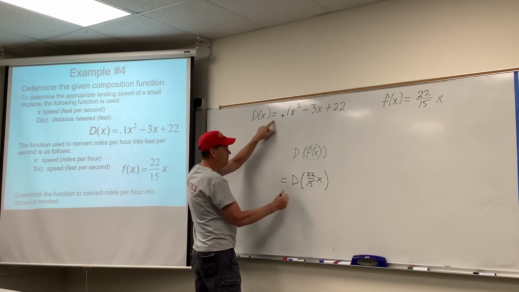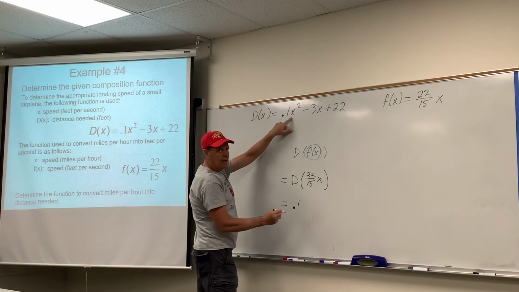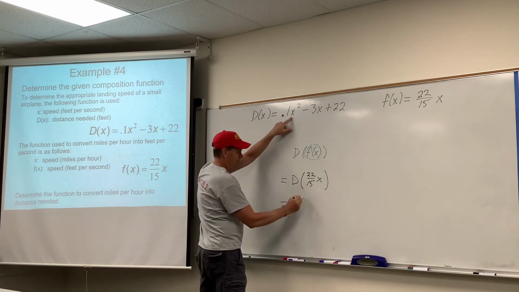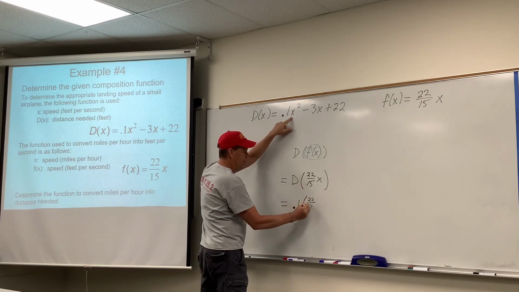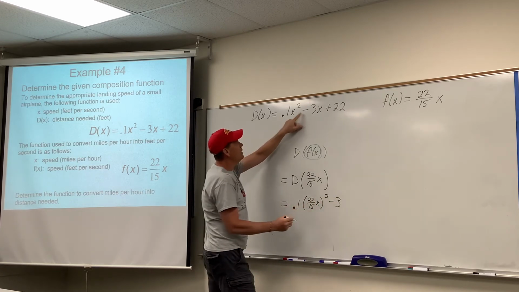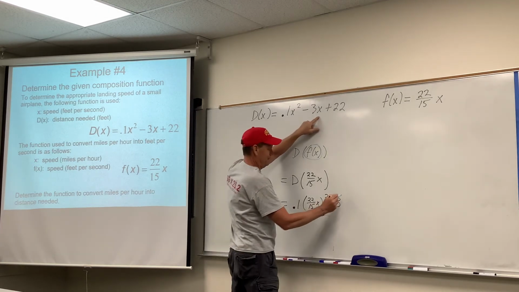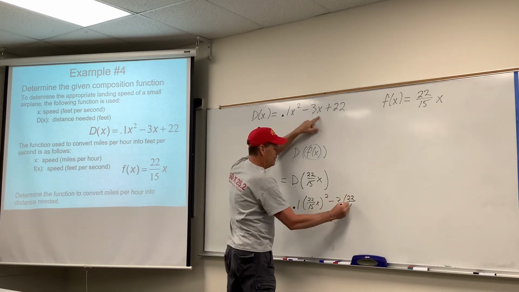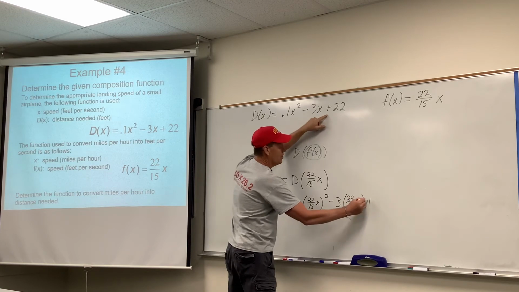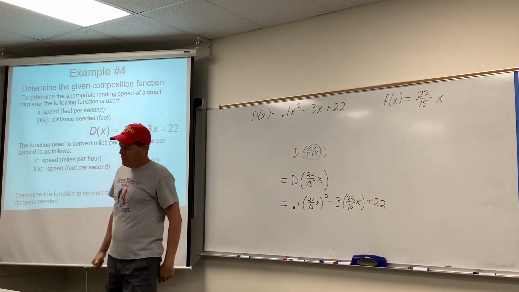Yell it with me, all right? Ready? Equals 0.1 expression squared minus 3 times expression plus 22.